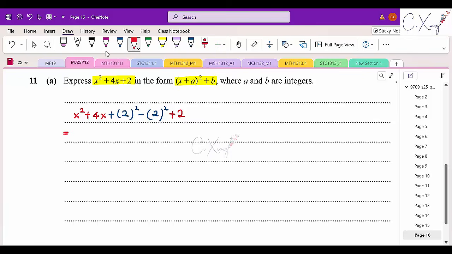Okay, then after that, the next step, we are trying to combine the first 3 terms in our step just now into a big bracket. First term is the x, and the term at the back is a 2 with a square outside. Okay, then minus 2 square is a 4, then plus 2. Then try to further simplify it. This is what you should get here.